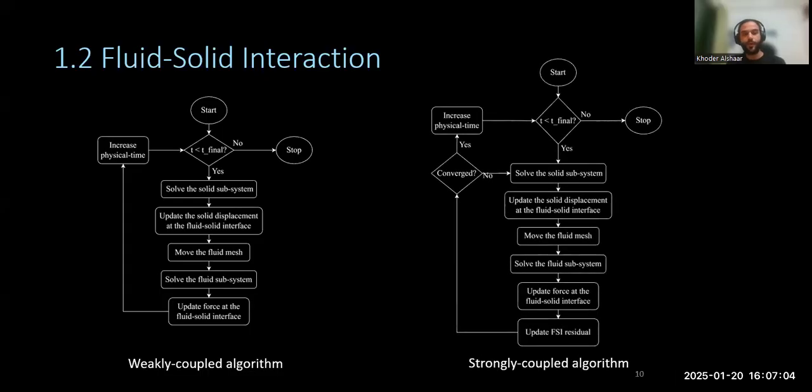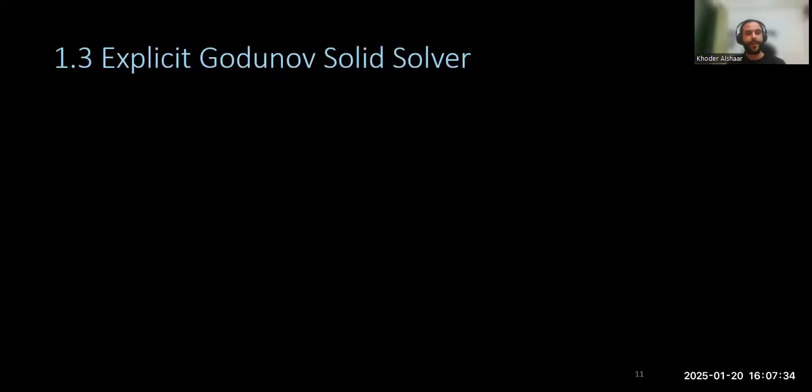But if we want a more accurate approach, we have the strong coupled algorithm. In the strong algorithm, we have an internal loop. Before we move to the next time step, we check if both systems have converged completely and reached a mutual, steady solution before we move to the next unsteady time step. So we'll see that in more detail later on in the presentation.